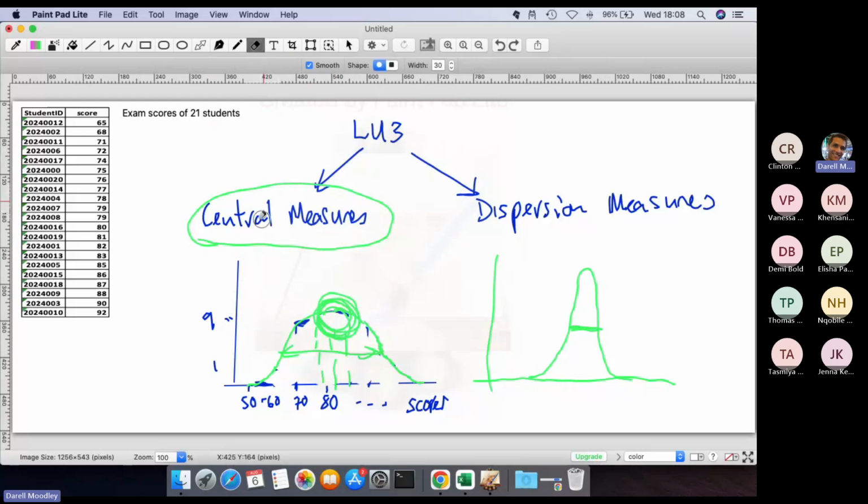All right, so central measures today. And why is that important? Well, just think about it, right? We do this in everyday life.